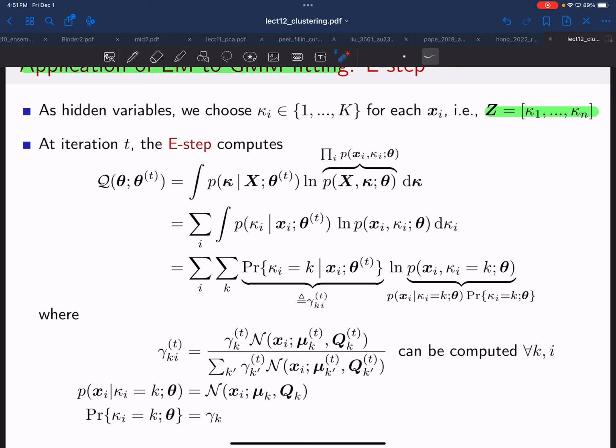Remember that the EM algorithm uses this Q function that looks like this. When we saw it previously there was a z, there were z's instead of kappa, but now I'm just setting z to kappa. So that's why we see kappa now.